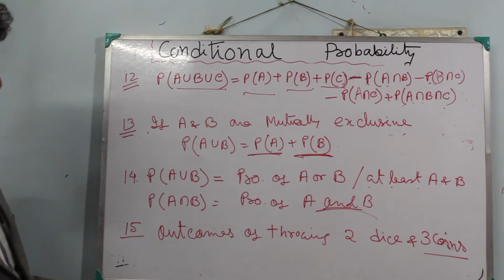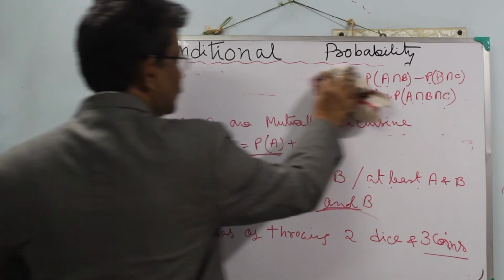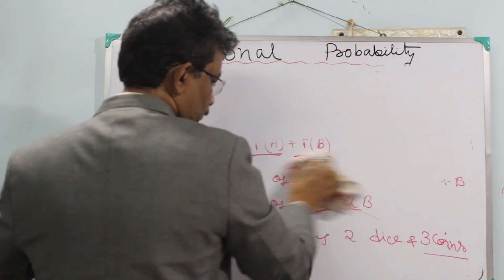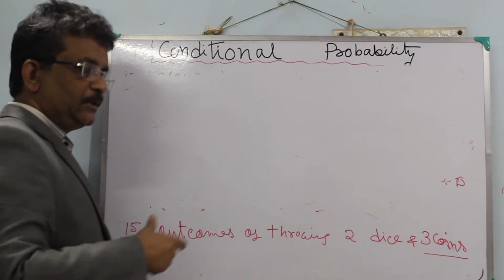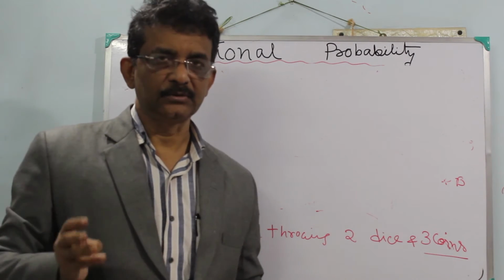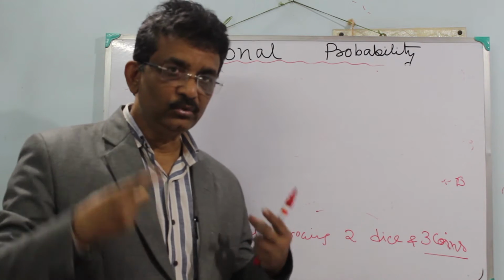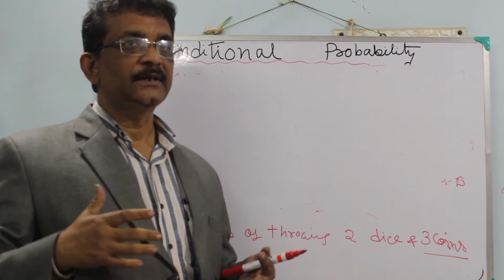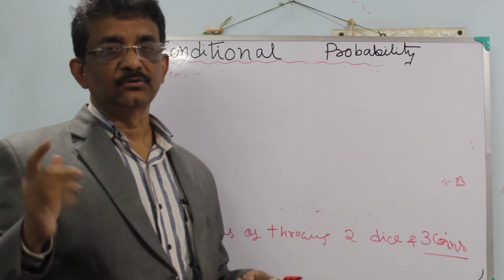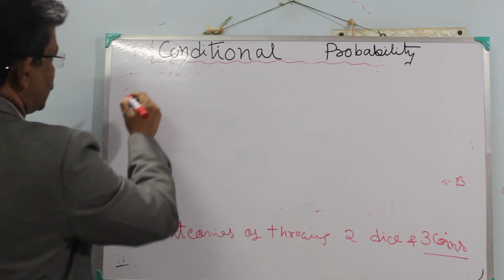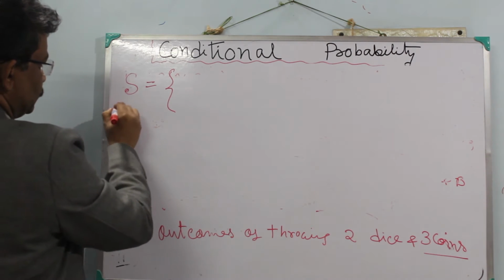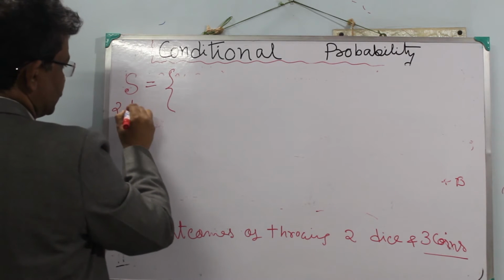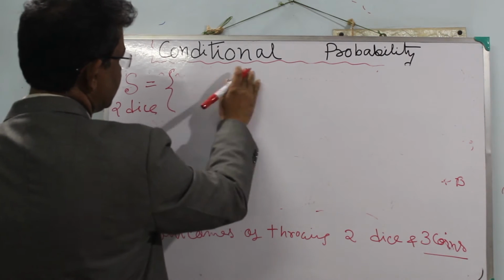And now how will we determine the possible outcomes of throwing two dice? Suppose I have two unbiased dice. What are the outcomes? If you throw one die, there are 6 outcomes, and if you throw two dice at the same time, you will get another 6. So 6 into 6, total 36 ways. So what are the outcomes? That is the sample space of throwing 2 dice.